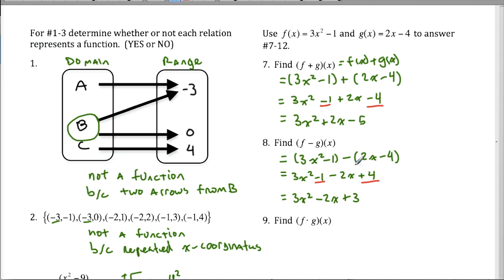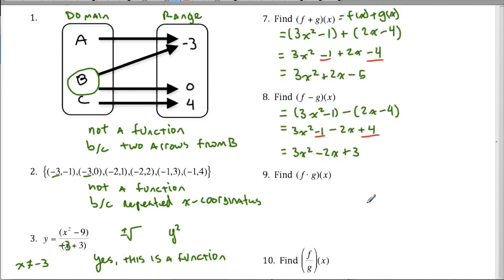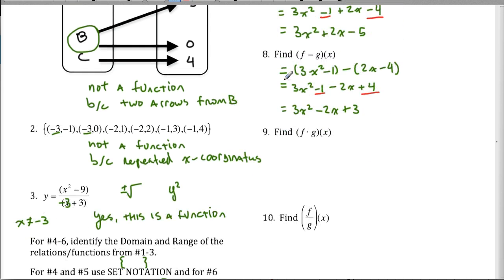Almost everybody who didn't write this with parentheses or didn't catch this subtracting the negative 4 had the minus 5 here again with number 8, so that's why we got that one wrong. Moving on to f times g of x. Again, I'm going to write this in parentheses. 3x squared minus 1 times 2x minus 4.